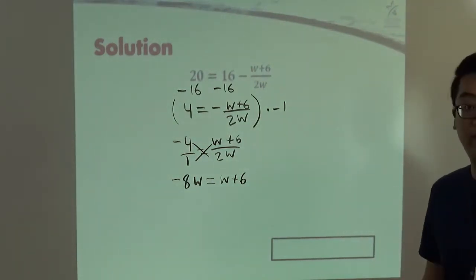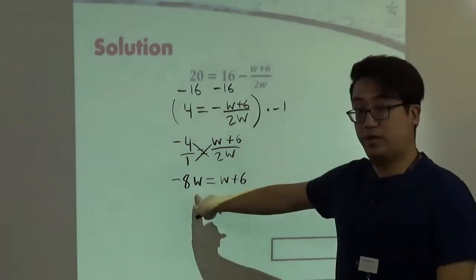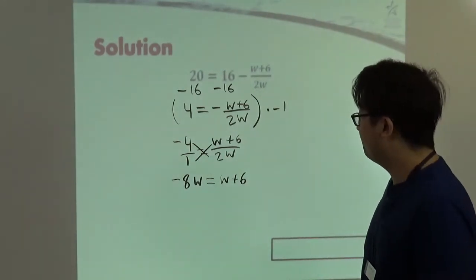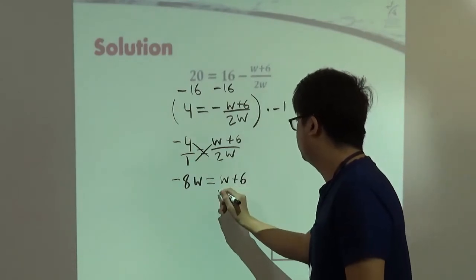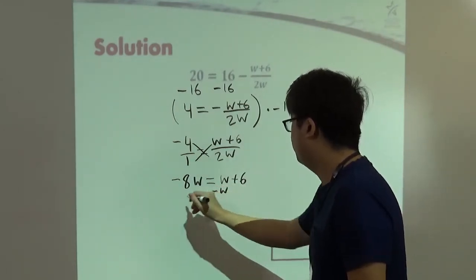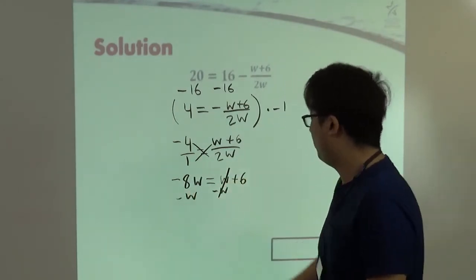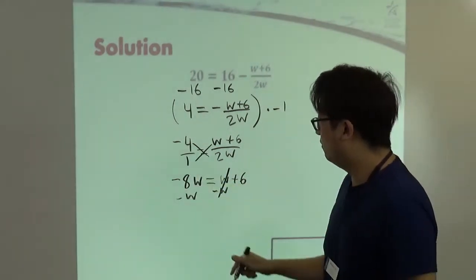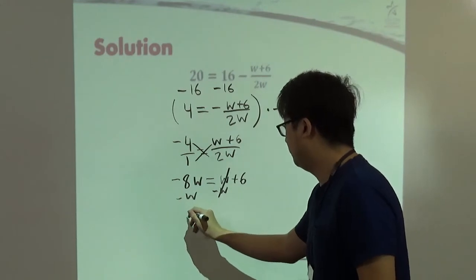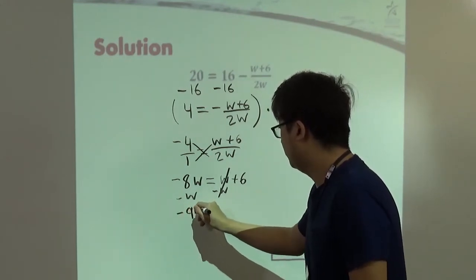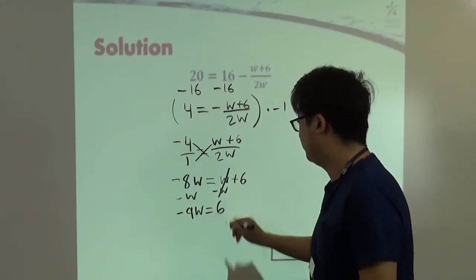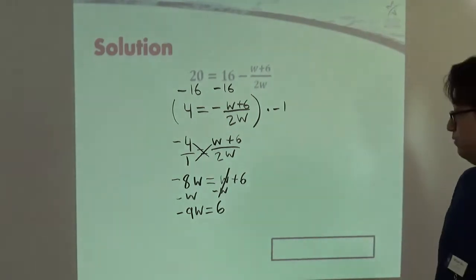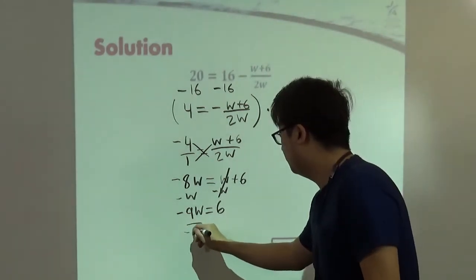This becomes just a standard linear equation, so we want to solve for w. We want to get w on one side, so I would subtract w from both sides to bring it over. I get rid of my right side and keep all my w's on the left. Negative 8w minus w gets us negative 9w. That is equal to 6. And I want to solve for w, so I divide both sides by negative 9.